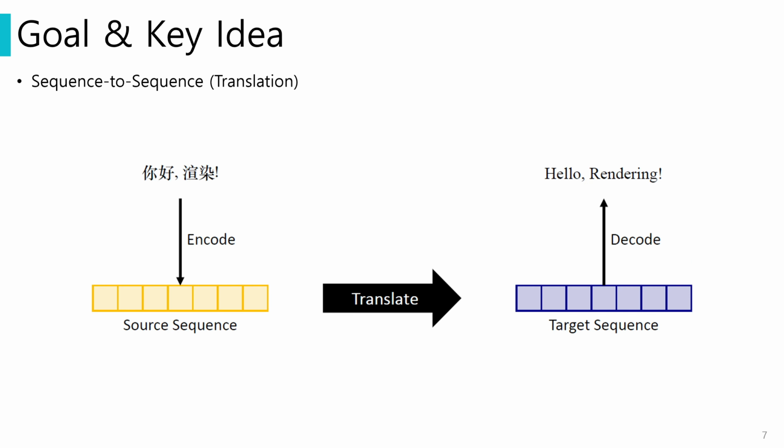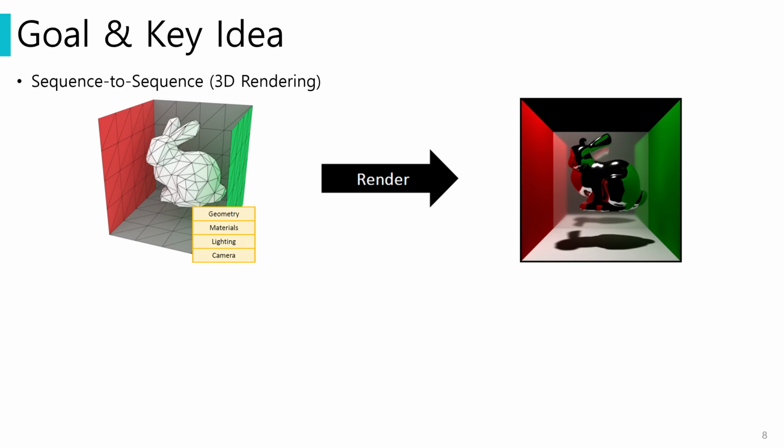The key idea is to reframe rendering as a sequence-to-sequence task. Let's look at the classic example, machine translation. A source sentence, which is a sequence of words, is encoded into a representation. The transformer then learns to map the source sequence to the target sequence. Then a decoder generates the target sentence, another sequence of words. This is a transformation from one sequence to another.